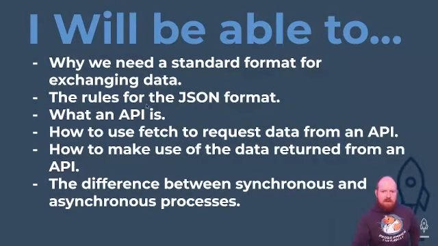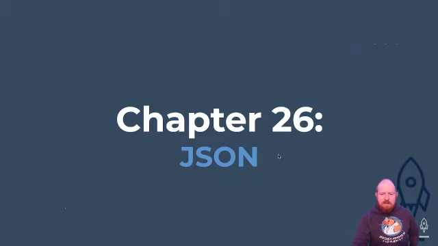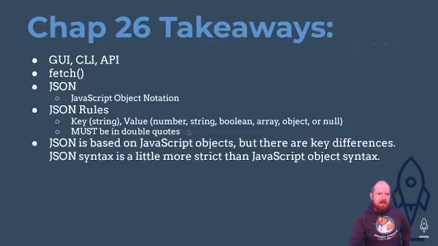We're going to talk about the rules of JSON format, what an API is, how to use fetch, and then how to actually use the data that's returned, and then the differences between synchronous and asynchronous. So the first chapter was JSON. These are just main vocabulary and rules of going over.